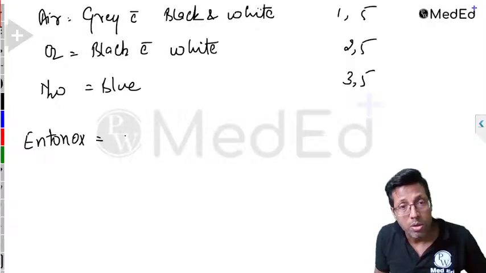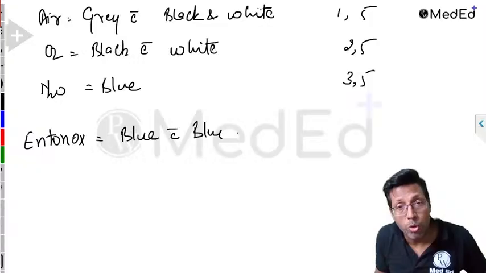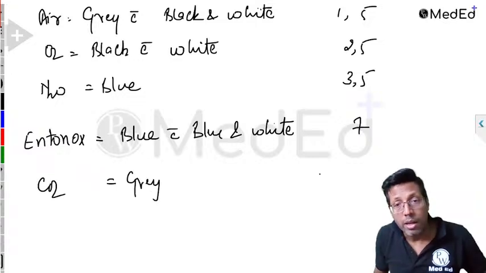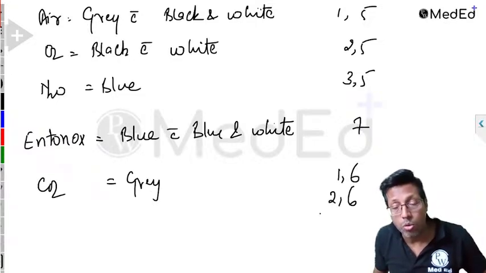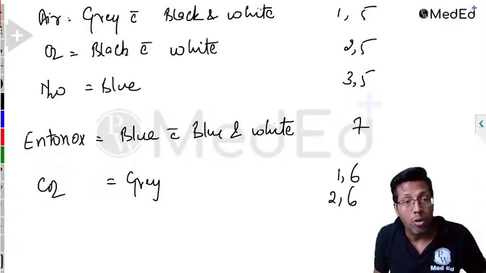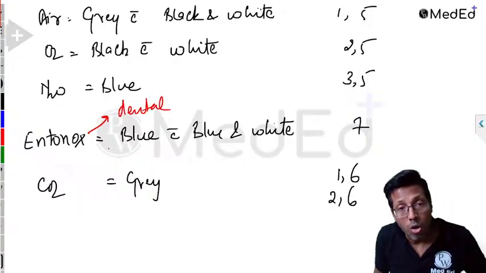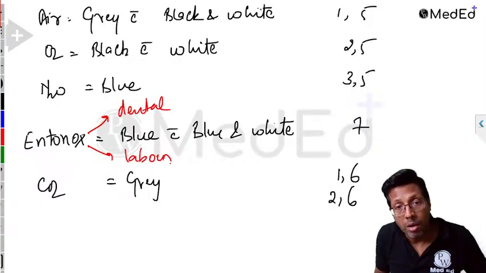Sometimes they may ask you about Entonox. Entonox is a combination of oxygen and nitrous oxide. So Entonox is blue with blue and white shoulder, or blue with white shoulder. Pin index is 7. Carbon dioxide is gray in color and the pin index is 1,6 or 2,6, depending on the percentage of carbon dioxide added to it. Entonox is commonly used for pain relief during dental procedures or labor analgesia. But remember, for labor, the best is always an epidural.